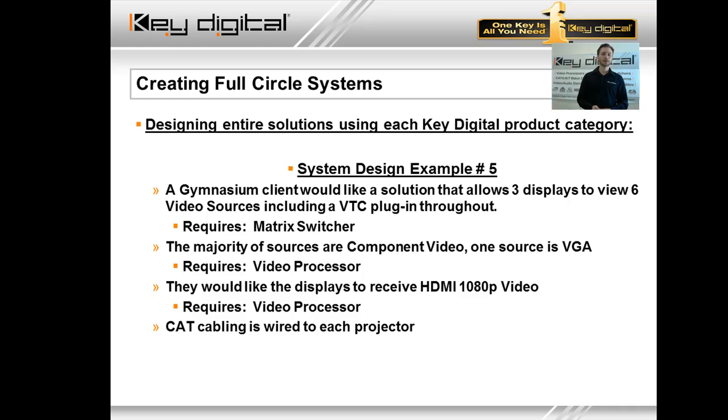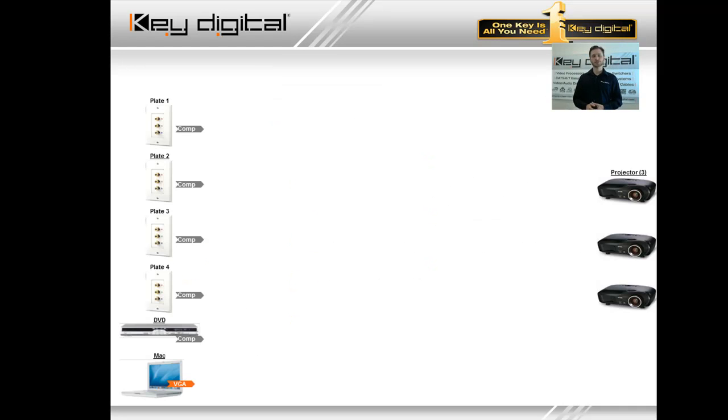And cat cabling is wired to each projector, which is our 3 displays. So we're going to be utilizing cat bound devices. So here are our sources. You actually have plates, component plug-in plates, as well as a DVD player. And you have a Mac computer with a VGA connection on it.